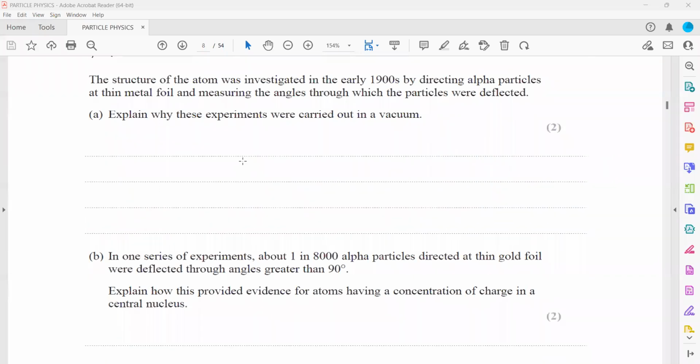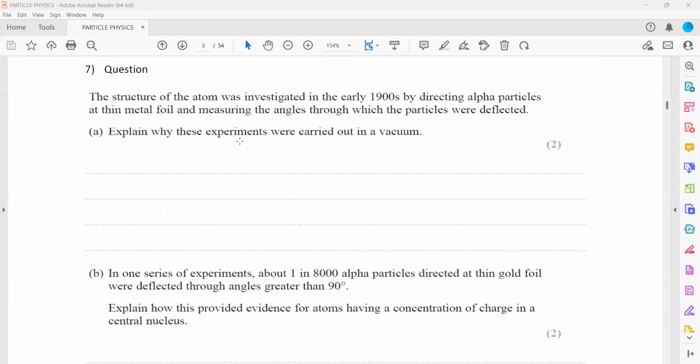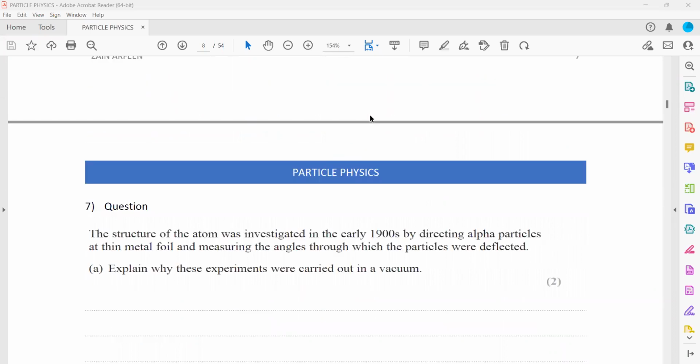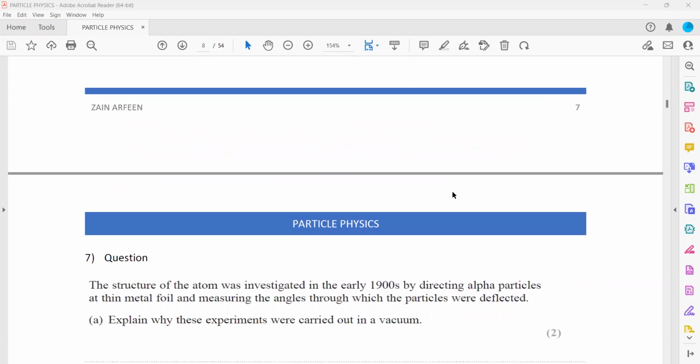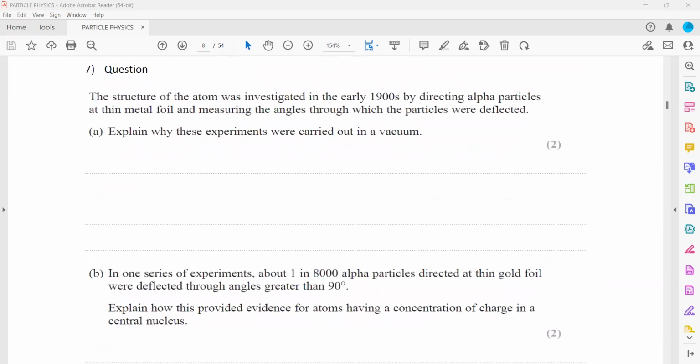Then question 7, also related to the Rutherford experiment. The structure of an atom was investigated in the early 19th century by directing alpha particles at a thin metal foil and measuring the angle through which the alpha particles are deflected. Explain why these experiments are carried out in a vacuum. Previously the same question was worth 1 mark, now it's 2 marks. So what is the distribution of the marks? First, we want to prevent the alpha particles from interacting with or hitting the air molecules, because if an alpha particle hits an air molecule, it might be stopped before reaching the foil.